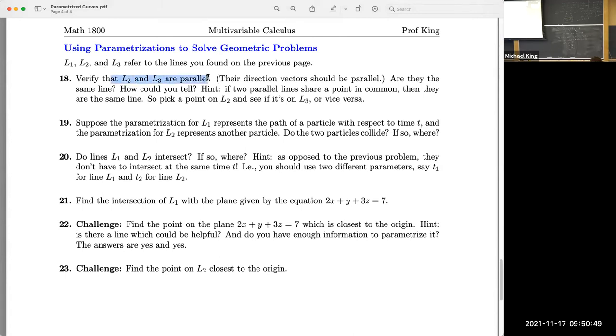We verified that these were parallel. Sorry for you on Zoom, I'm just recapping in case anybody wants to watch this later. So we verified these are parallel just because the direction vectors are parallel. We did pick a point on L2 and it was on L3, so the two lines are actually the same line. 19 and 20, it might be on the board.